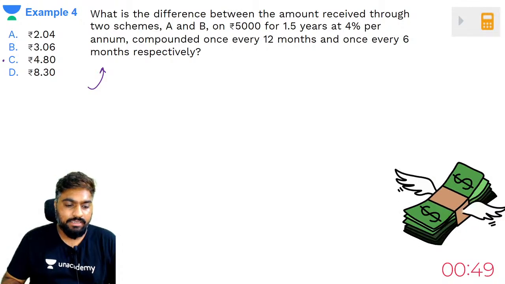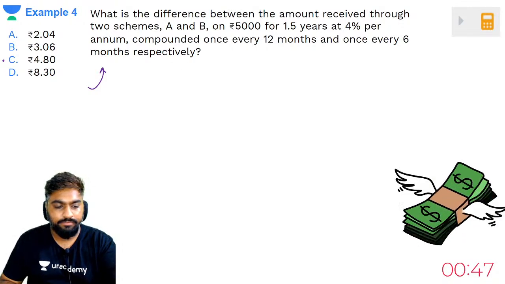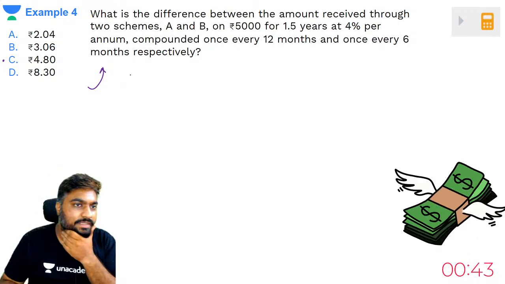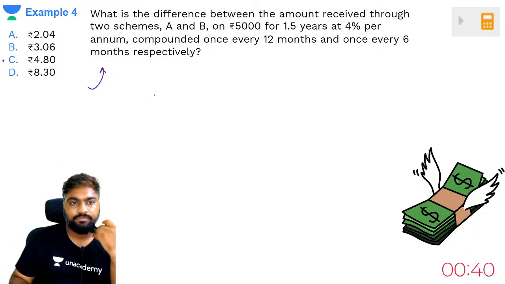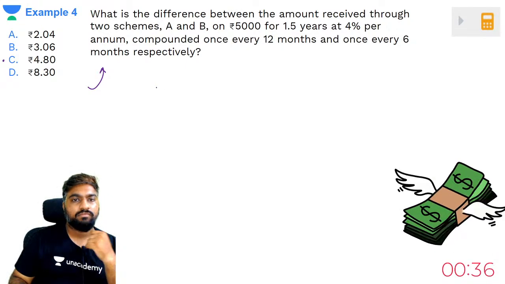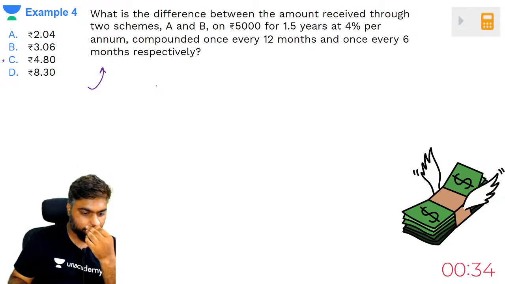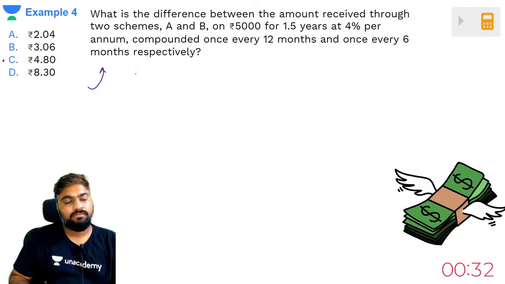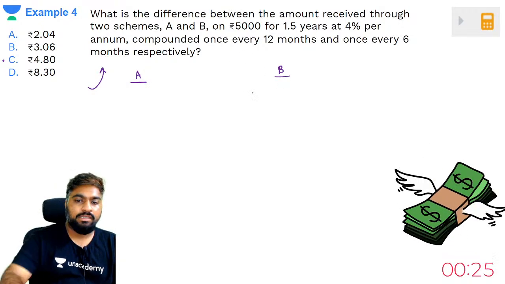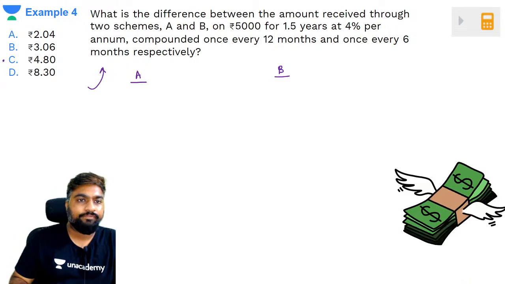Any other answers, guys, for this question? Anyone? According to Abhinav it is C, 4 rupees 80 paise. What about others? There's scheme A, there is scheme B. Yes. So under scheme A, what are they saying?